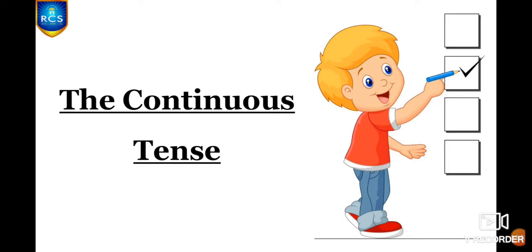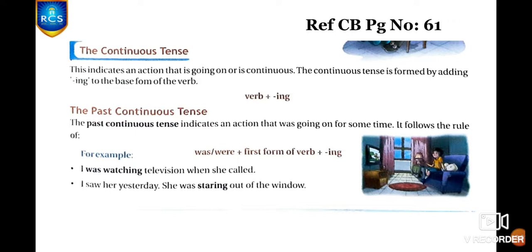And next we are moving on to the continuous tense. It is also called as progressive. Okay, the action that is in progress. This indicates an action that is going on or is continuous. The continuous tense is formed by adding ing to the base form of the verb. And first we are going to see the past continuous tense. The past continuous tense indicates an action that was going on for some time in the past. It follows the rule of was or were plus first form of the verb plus ing.